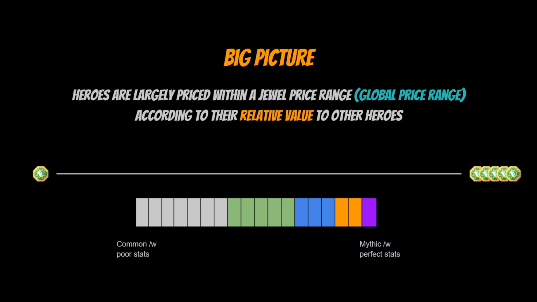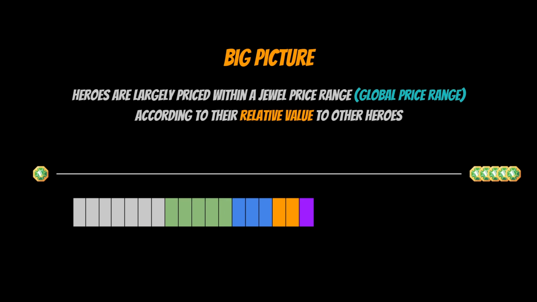So let's say a big negative event happens and the price of heroes fall, and when that happens, the jewel price of all of these heroes fall together at the same time. Like this. So although the global price range fell as a whole, the relative prices of heroes remain relatively similar.